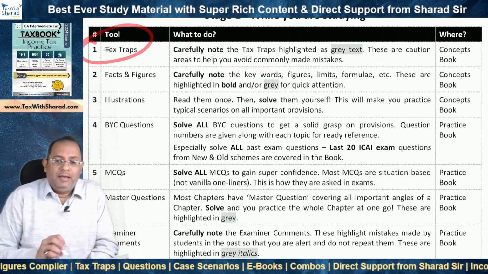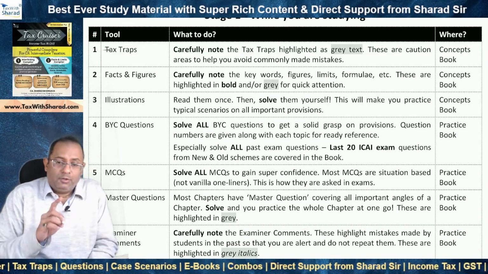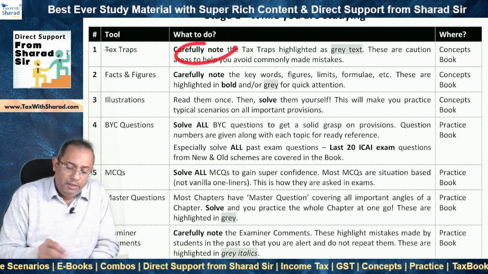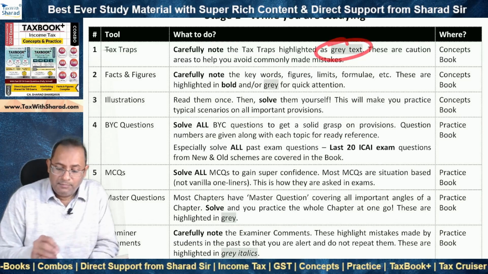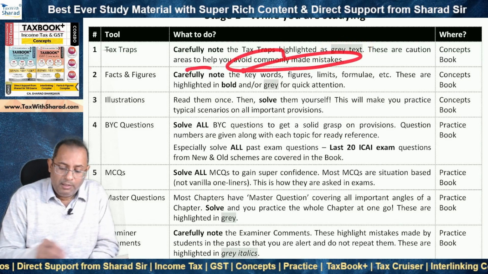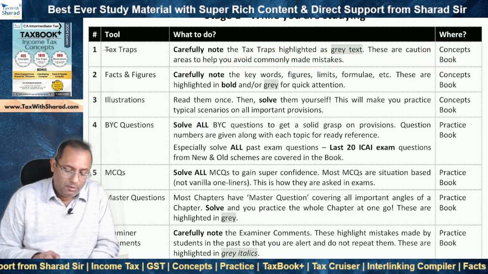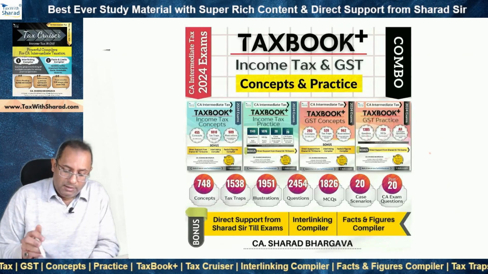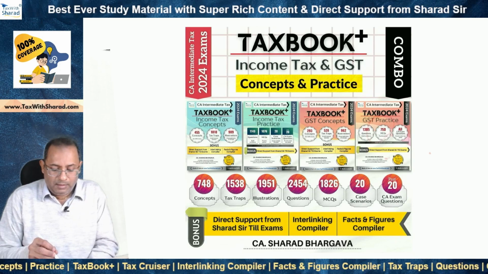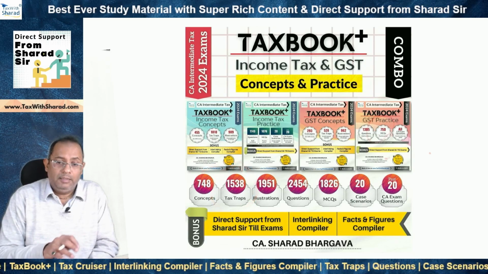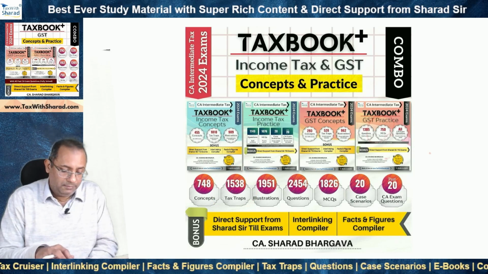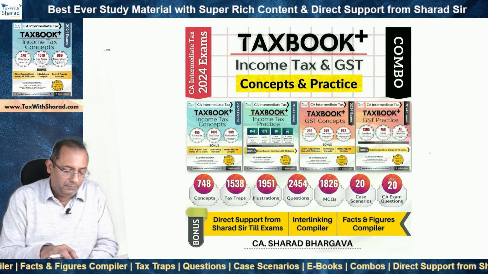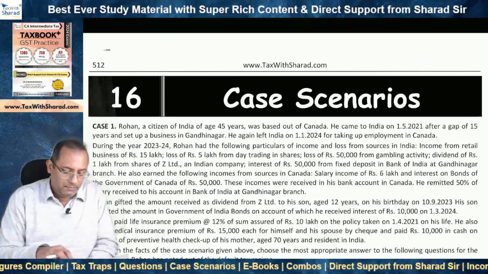Number 1, tax traps. We saw what are tax traps. What you need to do is carefully note the tax traps, and they are highlighted as grey text. These are caution areas to help you avoid commonly made mistakes, and you will find them across the concepts book. And as we saw, if you look at the statistics, the TaxBook Plus consists of 1,538 tax traps in all. That's a huge number. And if you go through these diligently and seriously, you can be assured that you won't commit any of the commonly made mistakes.